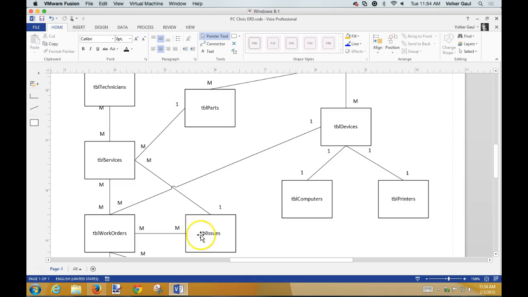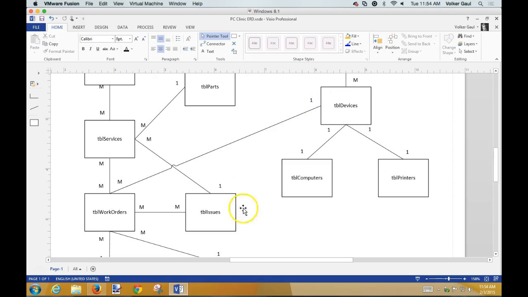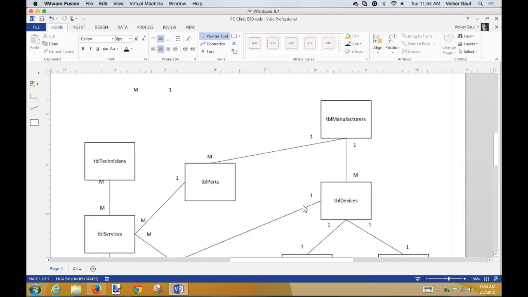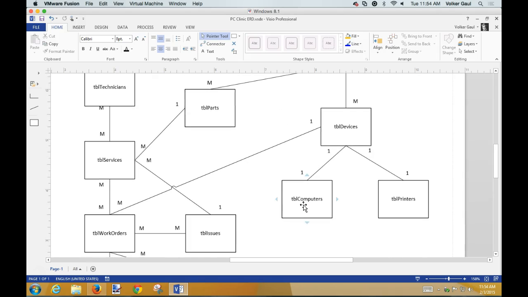This looks a little, there's one crossing line here and that makes me a little crazy, but I could probably find a way around it. Probably by moving issues out here. If I move issues out here, I can still connect it to these two and not have the crossing lines confuse me. But the crossing lines don't matter.